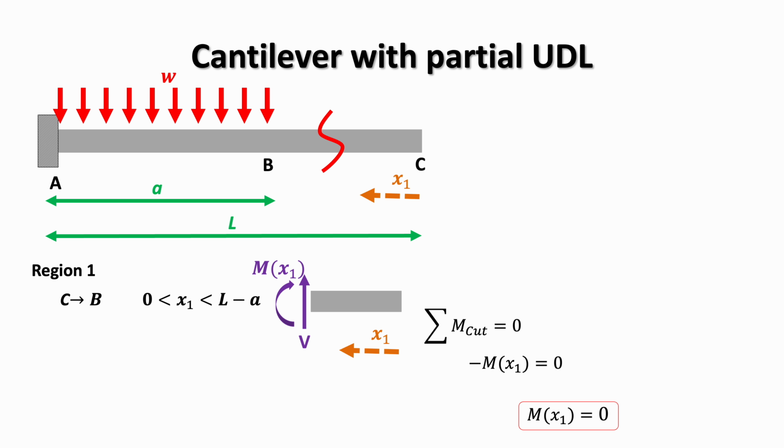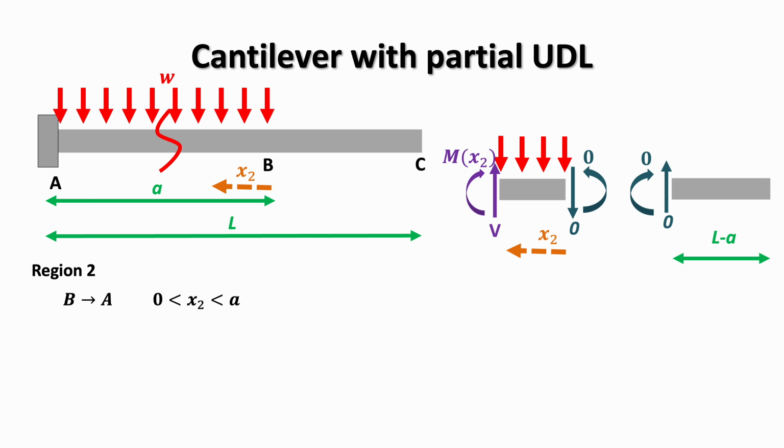As we move to the end of the load, the bending moment reduces to 0, and in the entire unloaded overhang CB, it is identically 0. We'll now move on to region 2, which runs from B towards the fixed support A. We define a new coordinate, x2, measured from B towards A, so that x2 is between 0 and a.